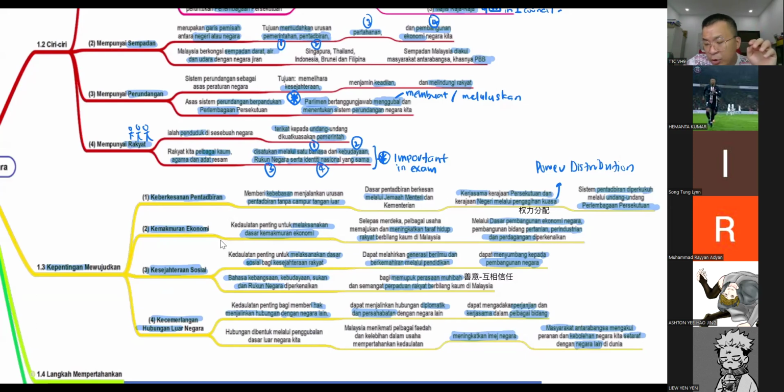Then number three is called kesejahteraan sosial. So the society will live peacefully and happily, because we can implement melaksanakan dasar sosial, kesejahteraan rakyat. And then we will build generasi berilmu berkemahiran melalui pendidikan. Because in the British era, we didn't have a national education policy. We don't have.